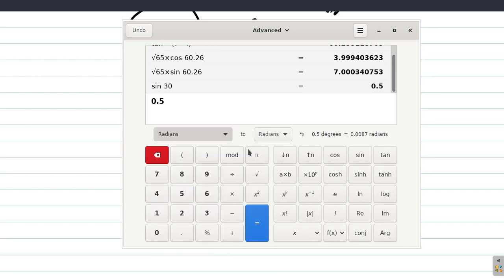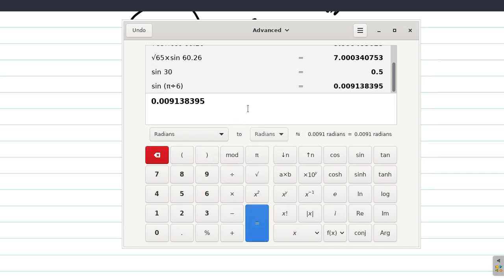Angle in radian. Now, what is the sine of open bracket pi over 6? Do I have a full pi here? I should have a full pi. Alright, pi divided by 6 close bracket equal. So, pi over 6, radian mode.